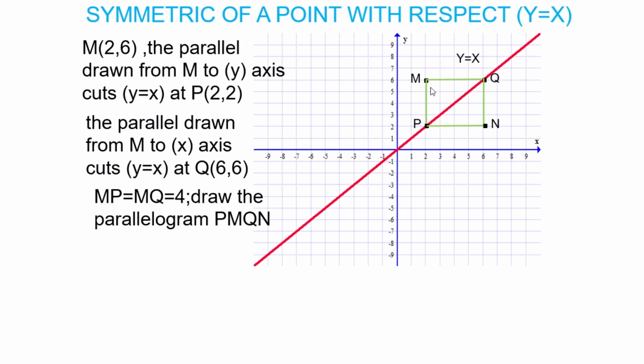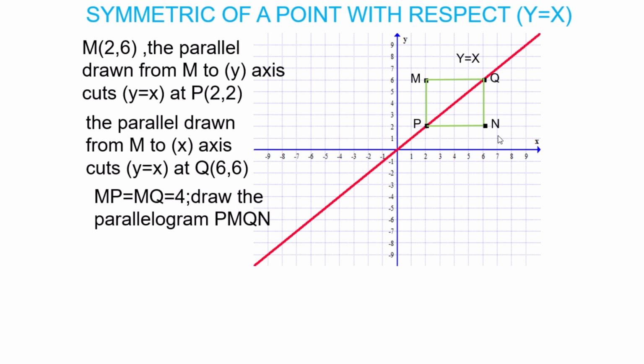We know that in a square the diagonals bisect each other, and then y equals x, the first bisector, is the bisector of segment MN. It means N is what? N is the symmetric of M with respect to the first bisector.